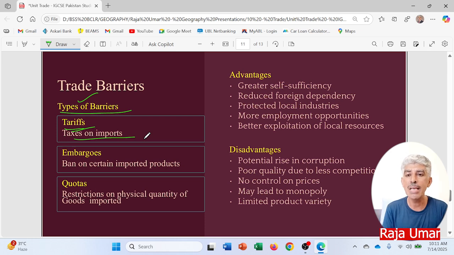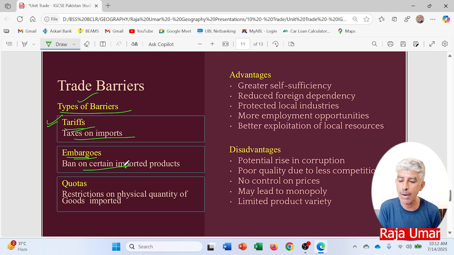As one example, if we buy a cell phone from abroad and bring it to Pakistan, we pay a huge tax on that cell phone to FBR. That is the import tax we are paying, which restricts people from bringing cell phones from abroad. And this is what we call a tariff.